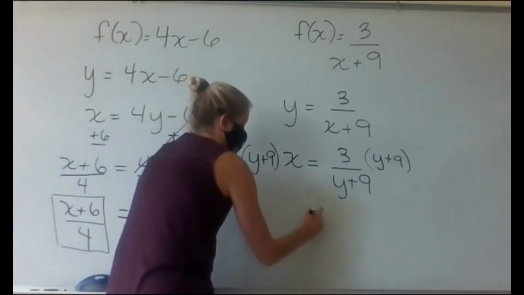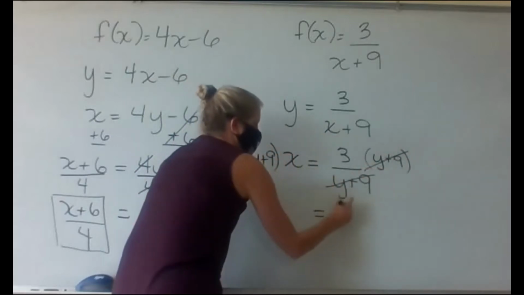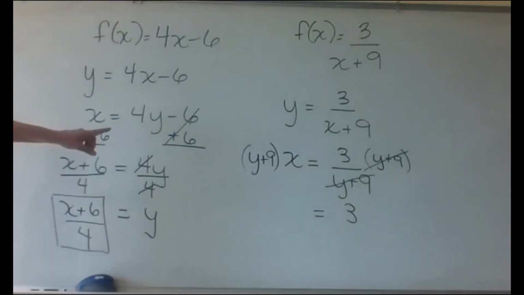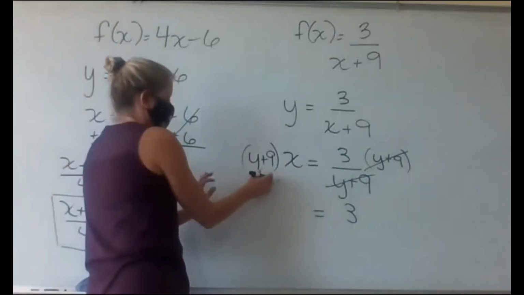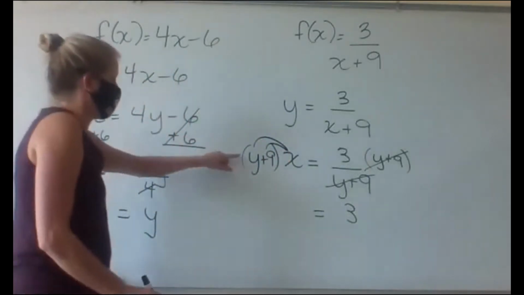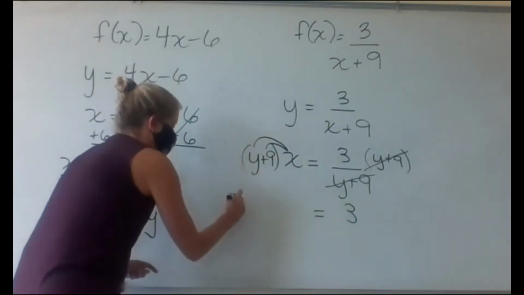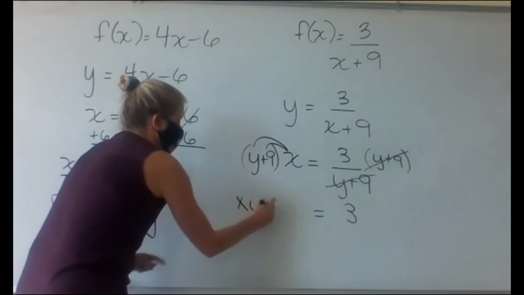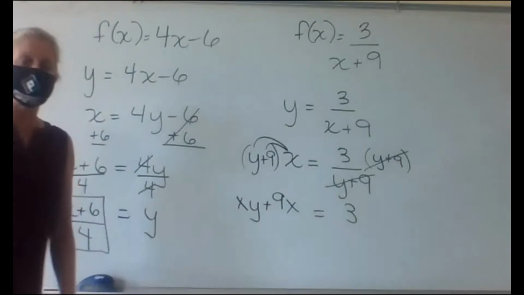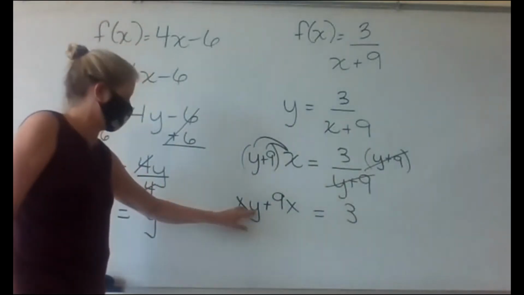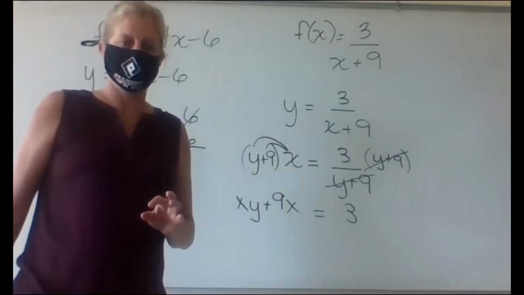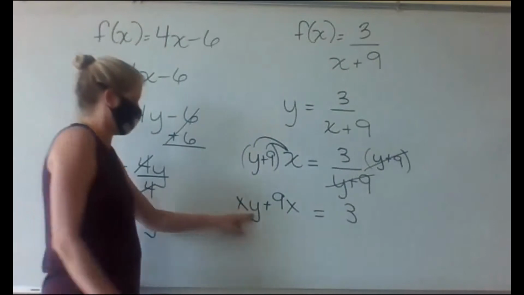Look what it does to the right. The y plus 9's cancel each other. I'm just left with 3. Here, what am I doing? This whole thing times y plus 9 is times this x. So that x goes to both of those. So now I have x times y, which is xy, plus x times 9, which is 9x. I'm still a few steps away from getting that y by itself, but at least now the y is not in the denominator of a fraction. Now I can isolate this y.